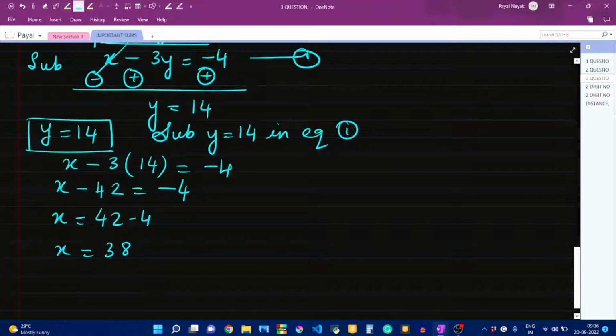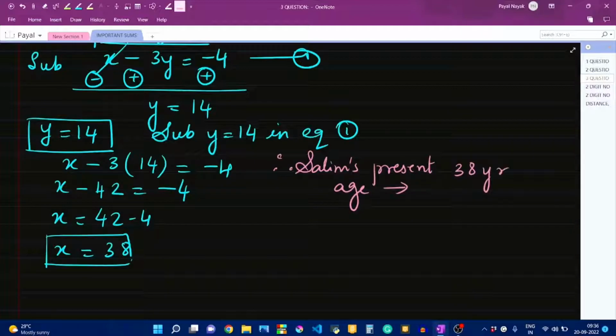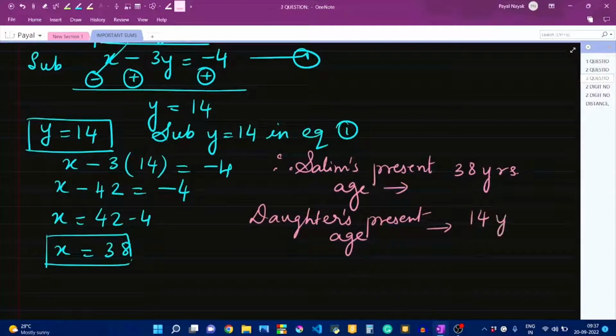Okay, so the value of x that you got is 38 and the value of y that you got is 14. So what do you conclude? You conclude that, therefore, Salim's present age, because they have asked you what the ages are now, which was x years, so x is 38, so it is 38 years. And daughter's present age, which we had assumed as y, is 14 years.